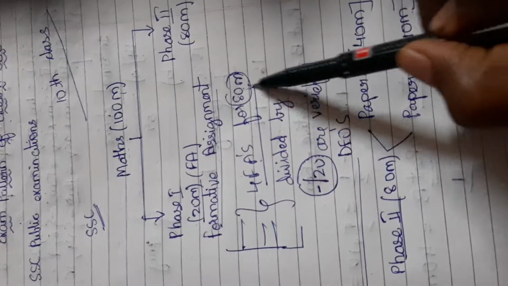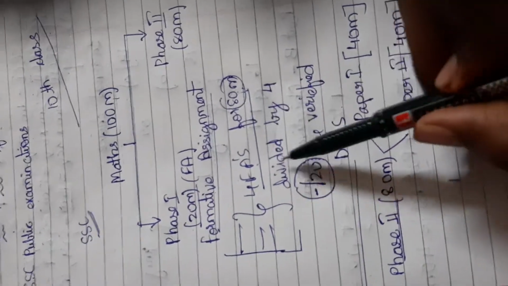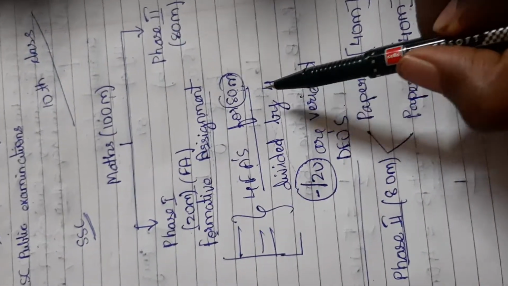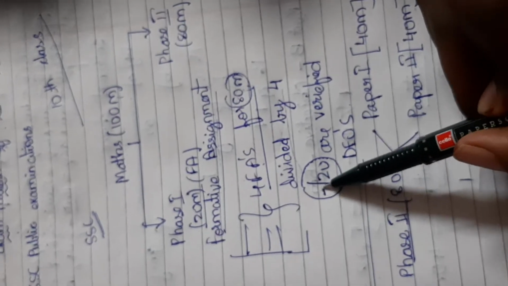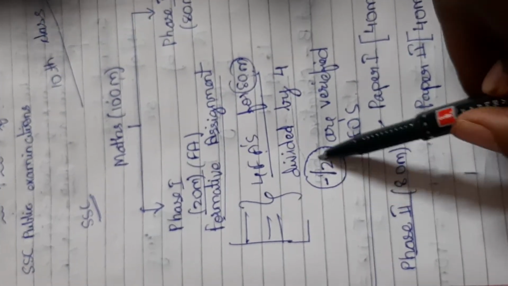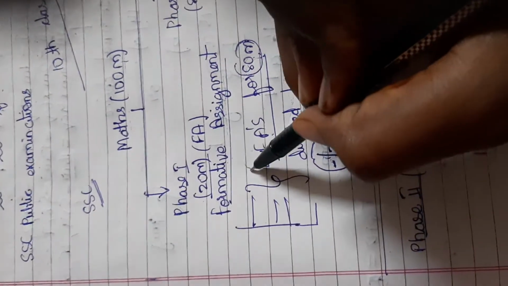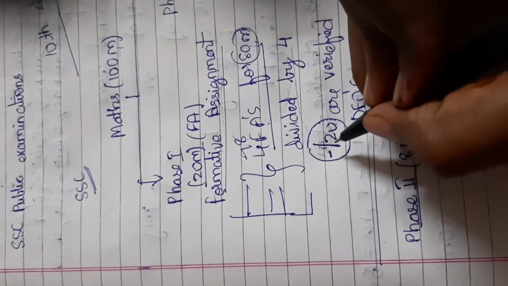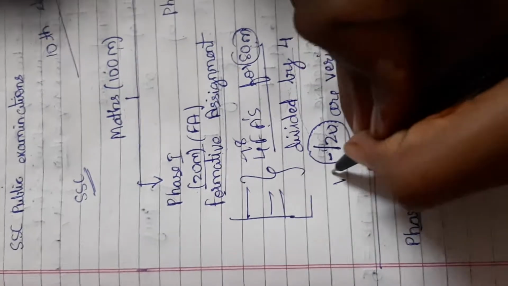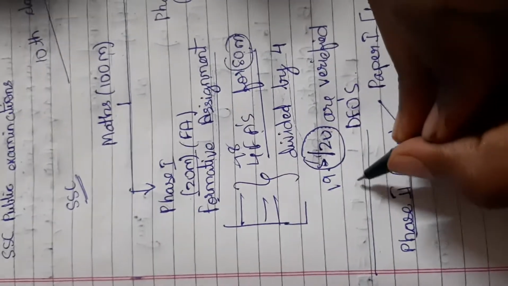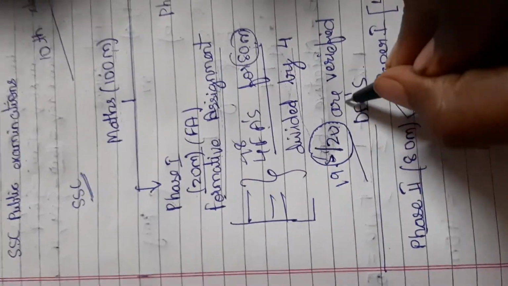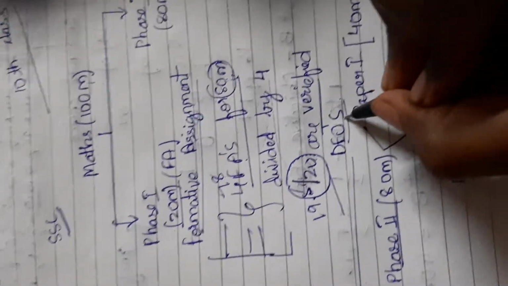For 80 marks students will get some marks. That mark will be divided by 4. Suppose you got 78, then here you will get 19.5. This 19.5 marks are verified by DOs and then they are sent to the system.